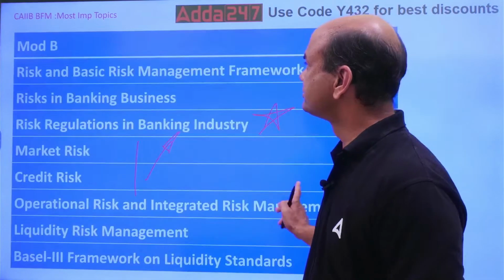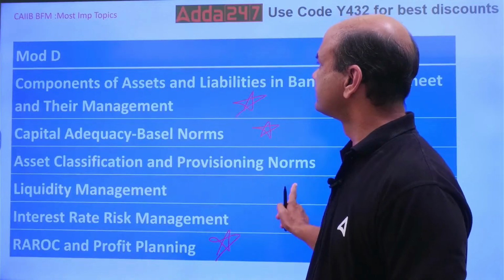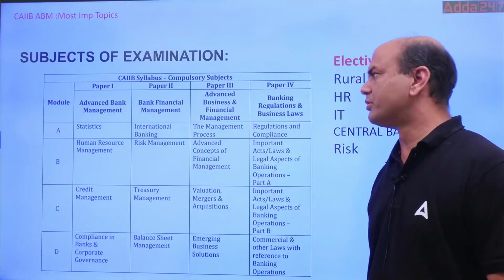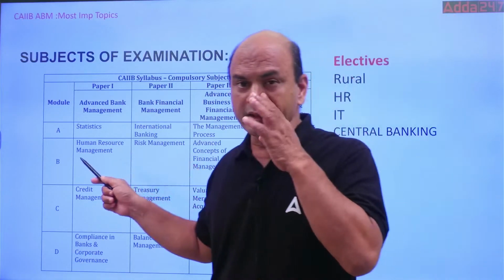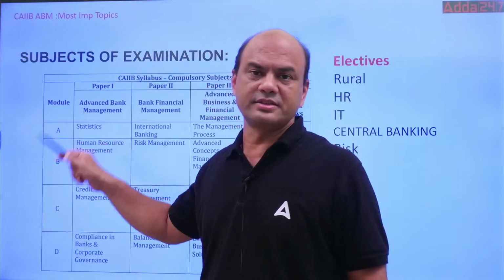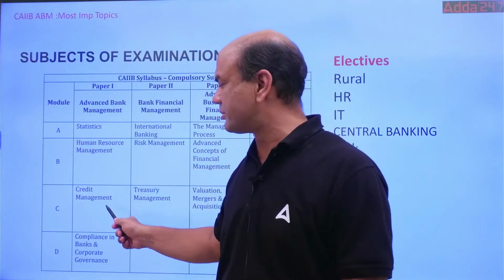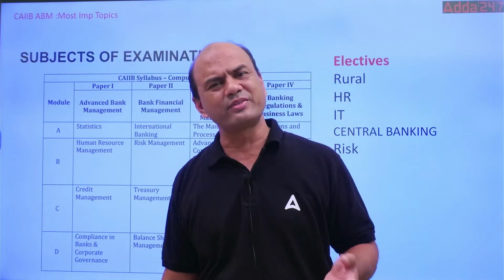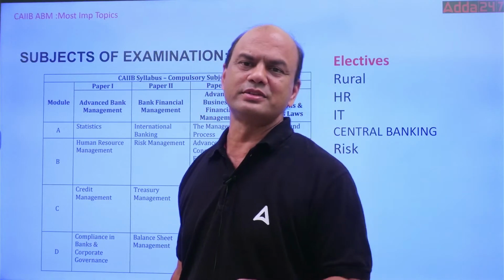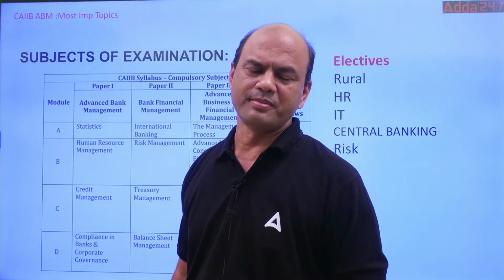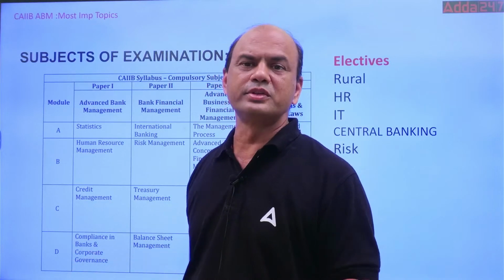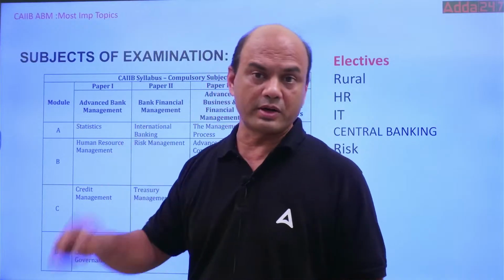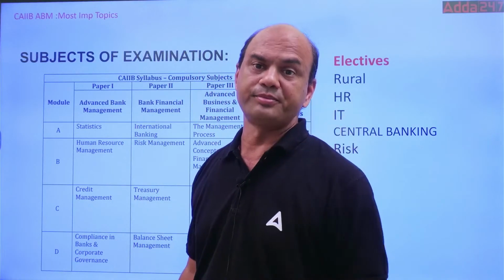Firstly, remember ABM. Module A is all about statistics, as I told you. And module C is about credit management, loans. Now, loans you'll say, sir, we work in loan, we know all these things. Loan is not that simple. Here you are not talking of housing loan or some personal loan. Here you are talking of big corporate loans of 500 crores and above.